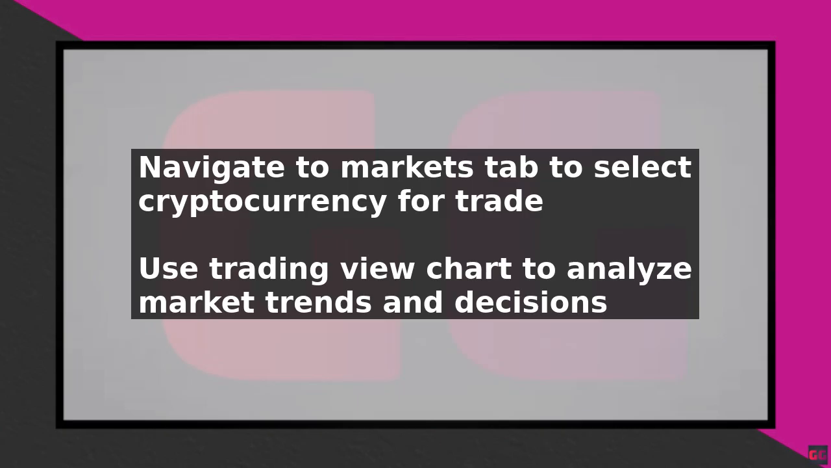To manage your risk, it is essential to set a stop loss and take profit level. A stop loss order automatically sells your asset when it reaches a certain price, limiting your losses. A take profit order automatically sells your asset when it reaches a certain price, locking in your profits.